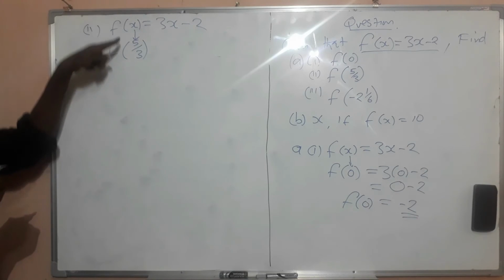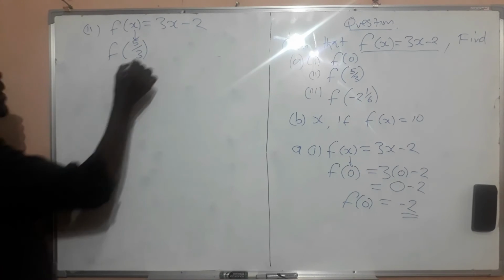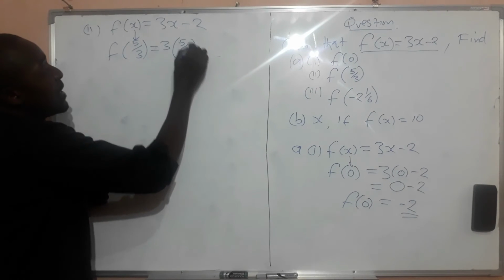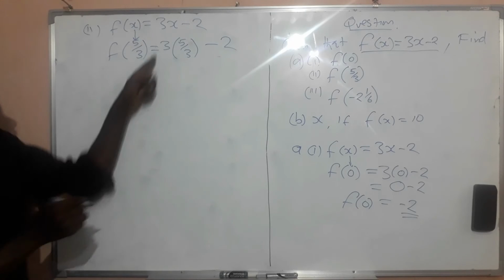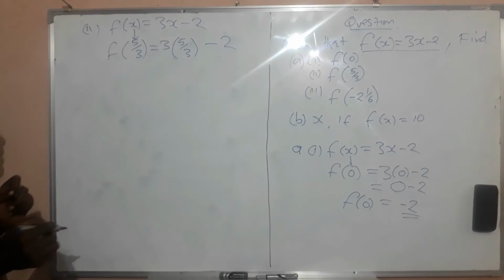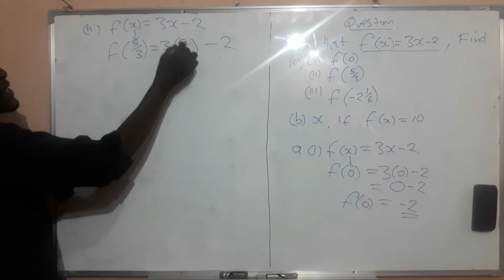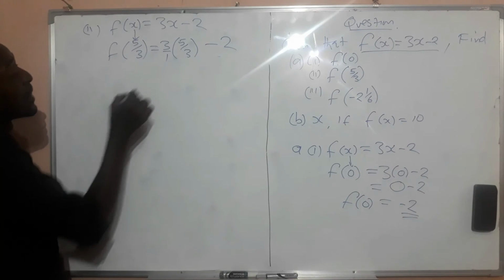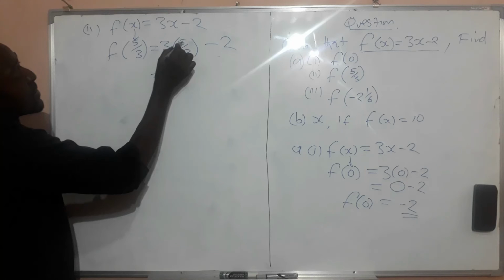Here there's supposed to be x, but we've replaced it with 5 over 3. So we are going to have 3 times 5 over 3 minus 2. Where there's x, you substitute 5 over 3. And since this is a fraction, you are going to write this one as a fraction over 1. And then you are going to have 3 times 5 here.